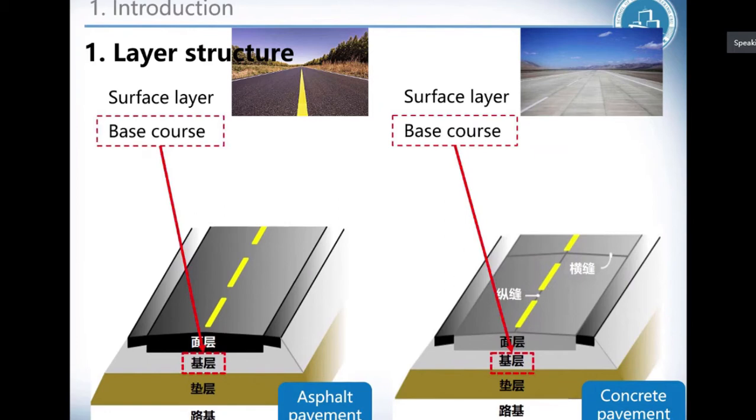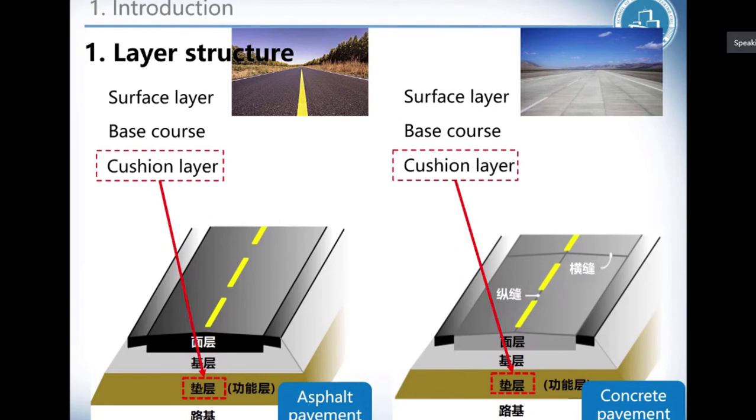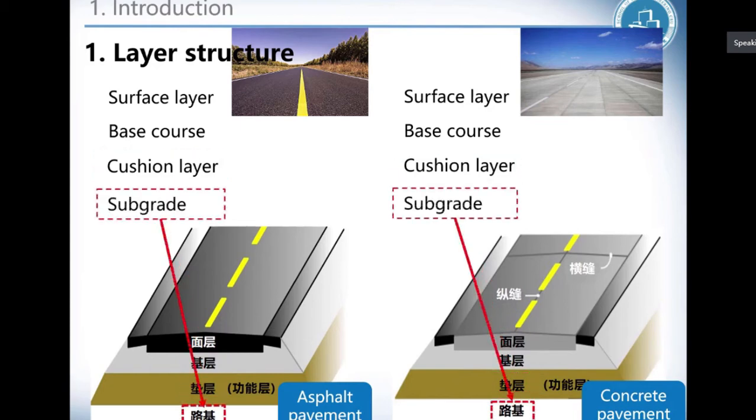And the second layer is the base course. Sometimes the base course and the sub-base course may be together as one course. And the third layer is the cushion layer. It is also called a functional layer. And the bottom layer is the subgrade.